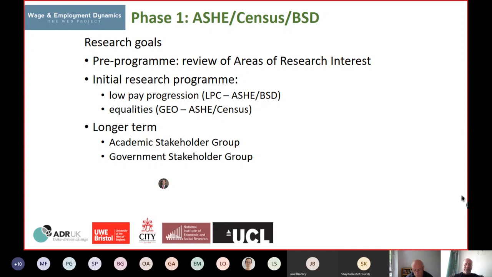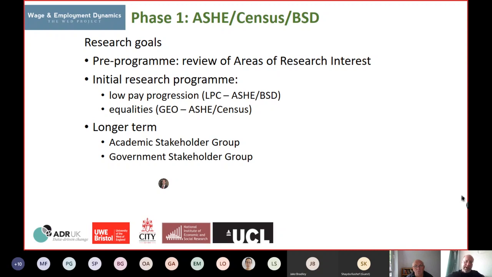Similarly, for the Government Equalities Office, this ASH census link is going to be really important because you can do the intersectionality of, for example, gender pay gap within the census, but only at a point in time. What you can't do is look at how it changes over time. So those are our initial research priorities.